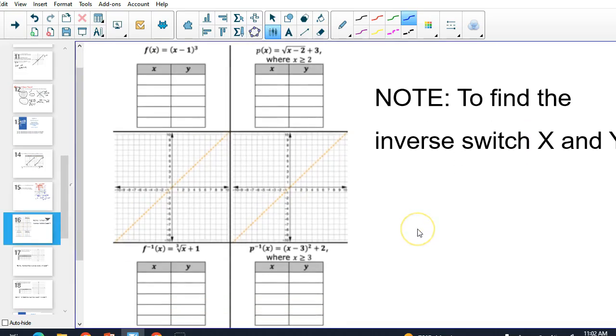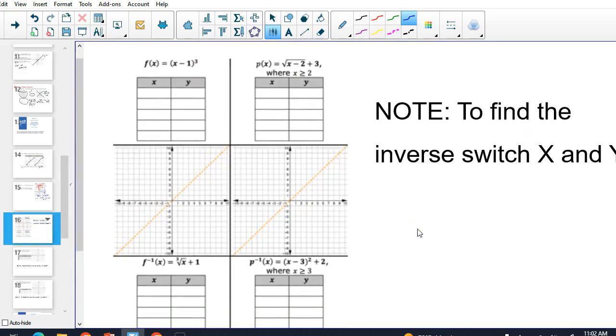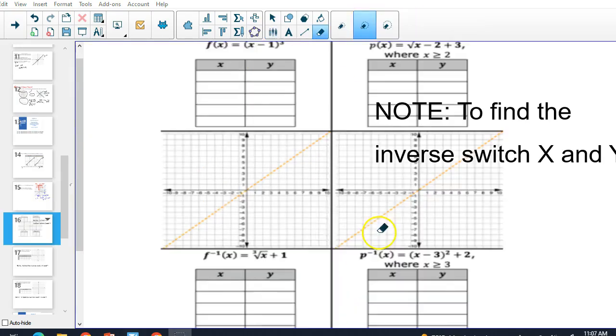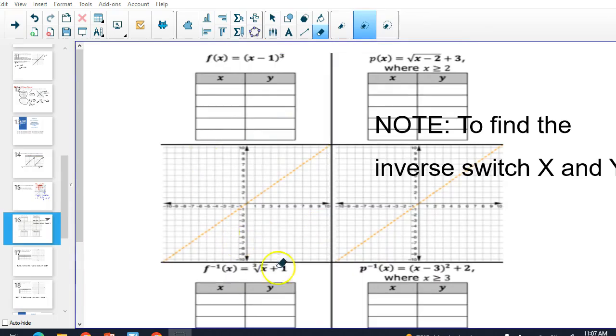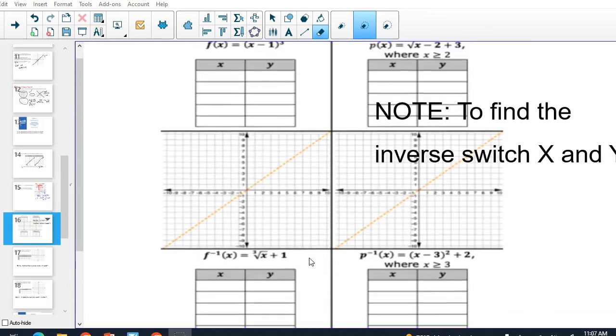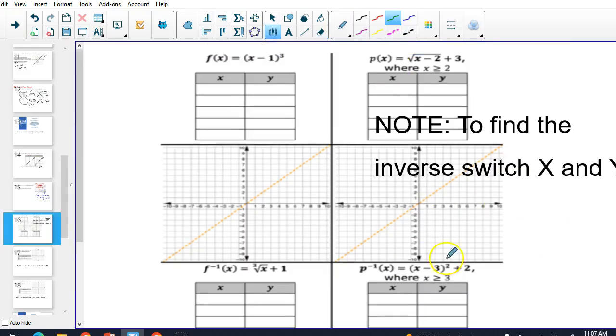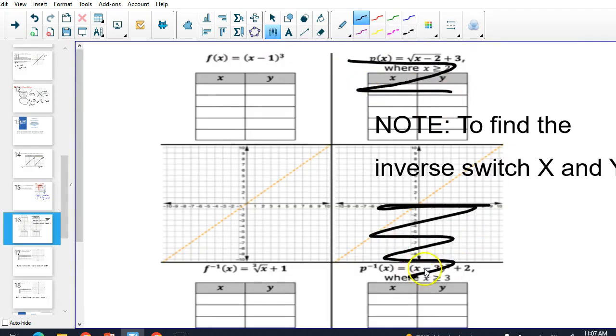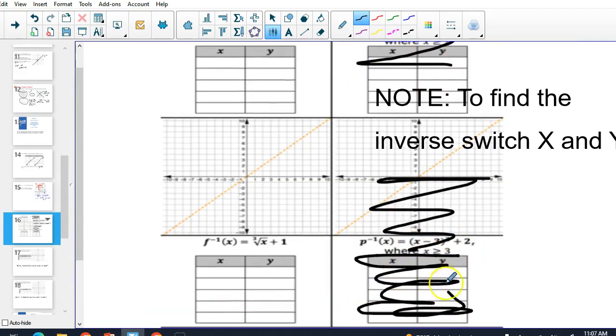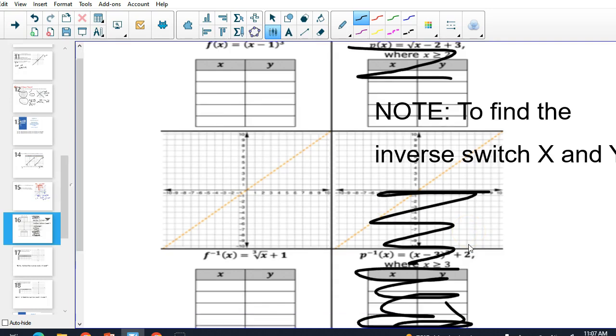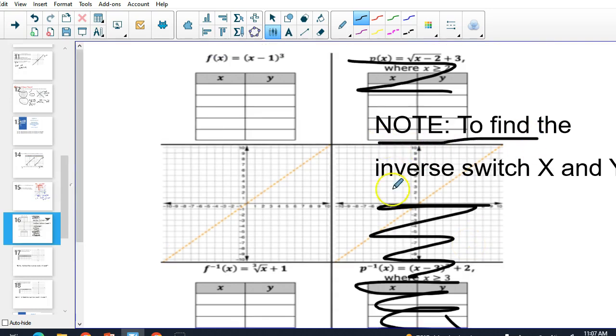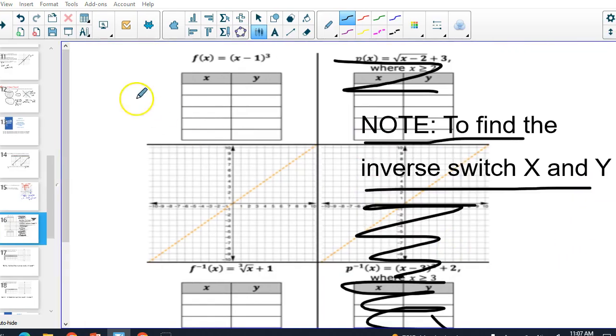So, let's look at a couple examples. We're just going to do one of these. We don't need to worry about this second one here. So I'm going to blow up this graph a little bit. Might make it a little bit easier for us to see. And then we're not going to worry about this one side here. We'll just do the one example. Okay? So, note, define the inverse, switch the x and y.